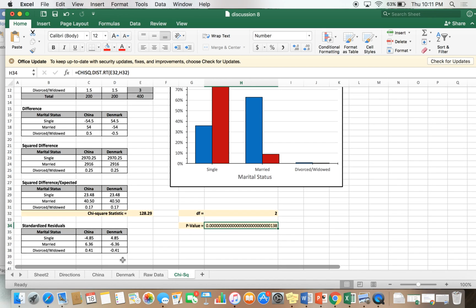So finally, it took these results and calculated the standardized residuals. What these standardized residuals represent is how far off we were from our expected. So for single, we were about 0.5 below in China what we were expecting, and 0.85 above in Denmark what we were expecting. And then for married, we were 6.36, excuse me, I need to get some sleep, it seems like, below what we were expecting, and 0.41 below what we were expecting in that.